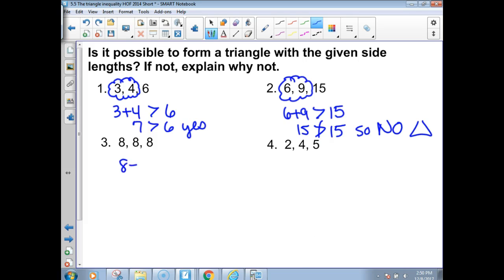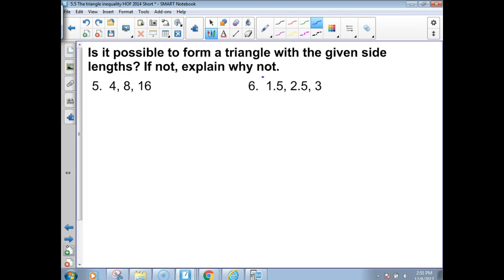8 and 8, well, 8 plus 8 is clearly bigger than 8, so this one's a yes. And 2 plus 4 is greater than 5 is true, so that's a yes. 6 is greater than 5. So you can get a triangle out of those lengths. Okay, can we get a triangle out of the lengths of 4 and 8 and 16? Well, no, because 4 plus 8 is not greater than 16. 12 is not greater than 16.